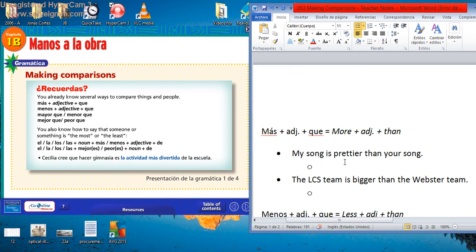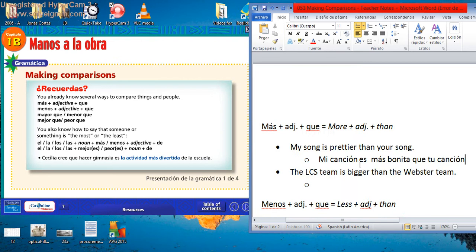So I'm going to say, mi canción es más bonita que tu canción. If I wanted to say yours, instead of saying your song, I would take out the song at the end and I would say, mi canción es más bonita que la tuya, than yours. Literally, than the yours, all right? So that's review, if you didn't remember that. All right, there it is.